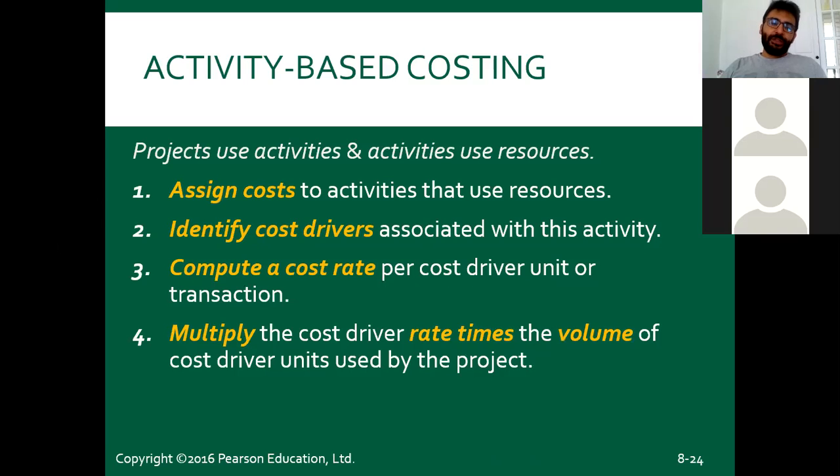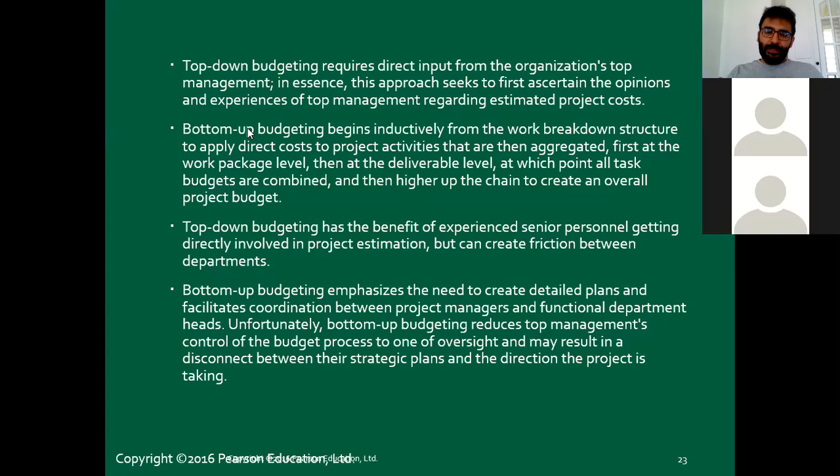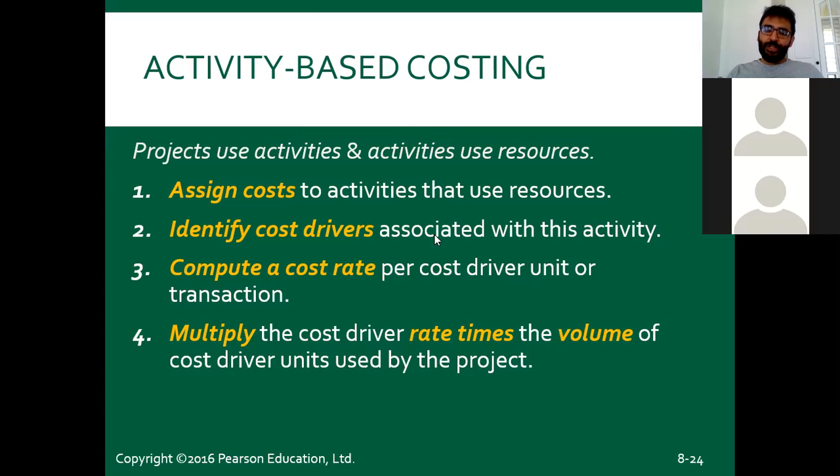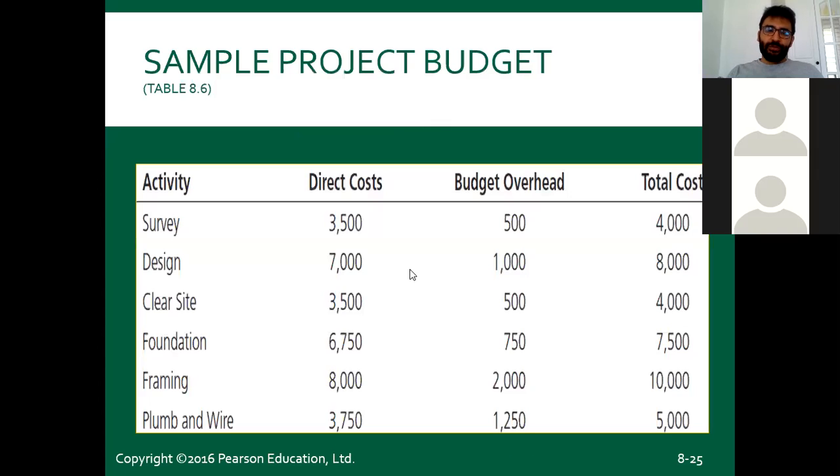So activity-based costing: the project uses activities, activities use resources, so assign cost to activities that use the resources, identify the cost drivers associated with each activity, compute a cost rate for each cost driver unit or transaction, and multiply them with each other. Sorry, actually, bottom up works at the work package level, where they ask for the money, but activity-based costing is more detailed, for each activity they ask for the cost.